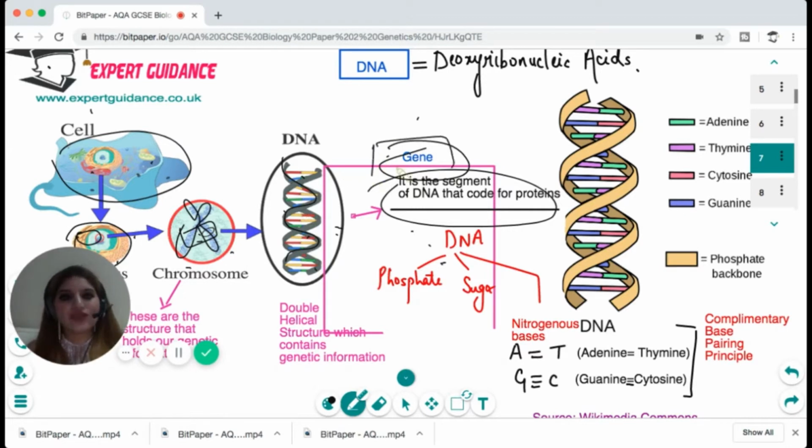Now, when we talk about the DNA structure, it is composed of a phosphate and a sugar, and the sugar present is deoxyribose. That is why DNA is known as deoxyribonucleic acid. And this phosphate and sugar, you can see, forms a backbone of the double helix. And within them, there are nitrogenous bases, and there are 4 nitrogenous bases: adenine, thymine, guanine, and cytosine. And you remember them as ATGC because A always binds with T with a double bond, and G always binds with C with a triple bond, and this is the complementary base pairing principle.